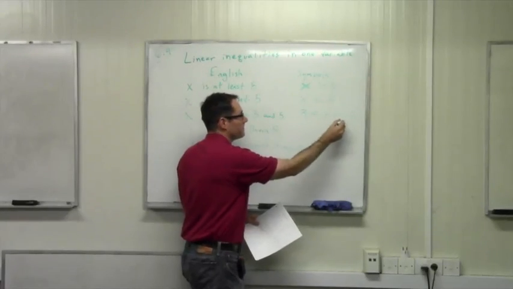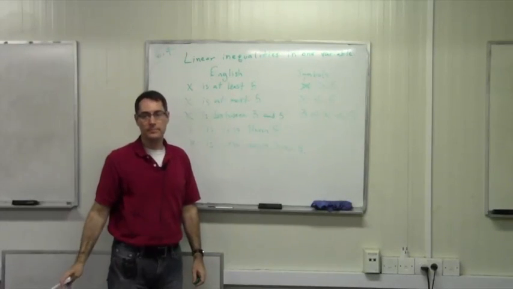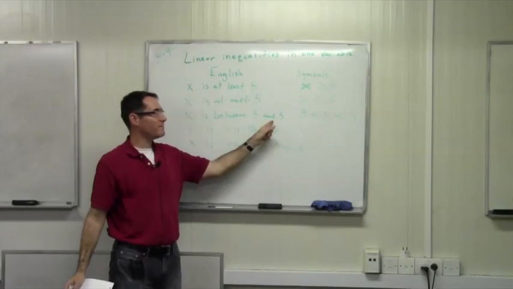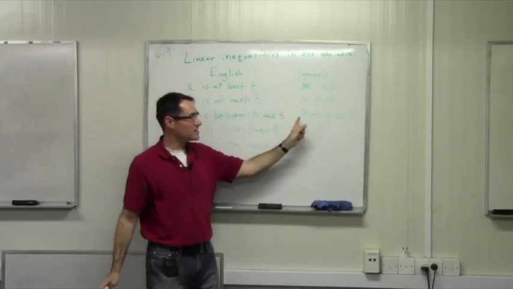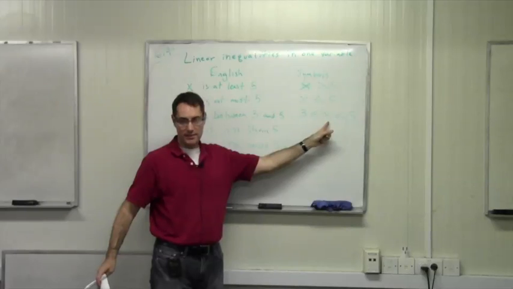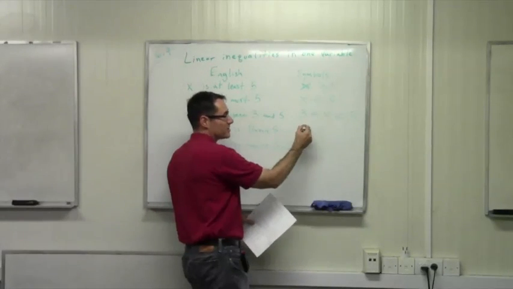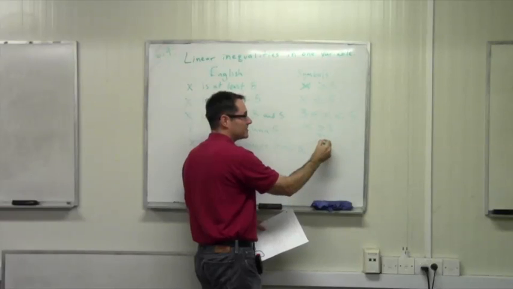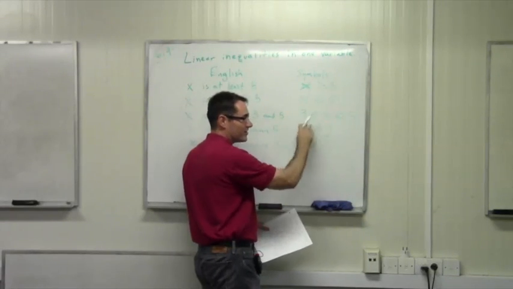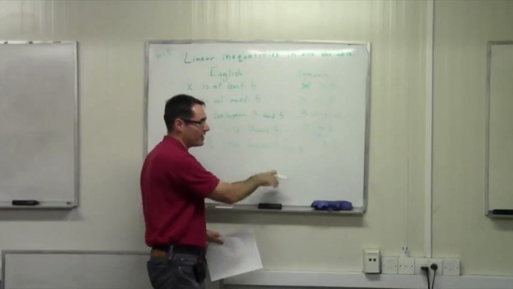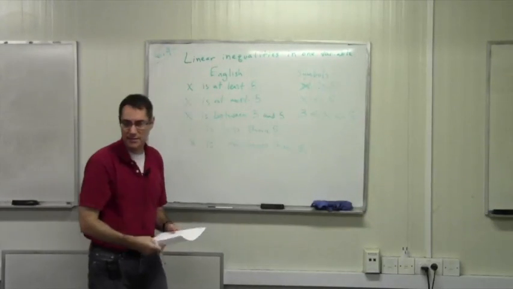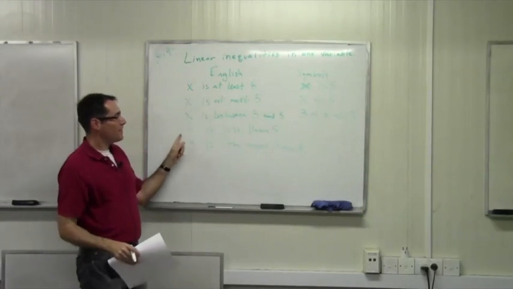Okay? Between 3 and 5, wouldn't it be 3 is more than or equal to x? If it's between 3 and 5, that means 3 is less than or equal to x. You could also say like this. You could say x is greater than or equal to 3, and x is less than or equal to 5. But you can't write it any other way. You can't write it with just writing x once, except like this. Make sense?